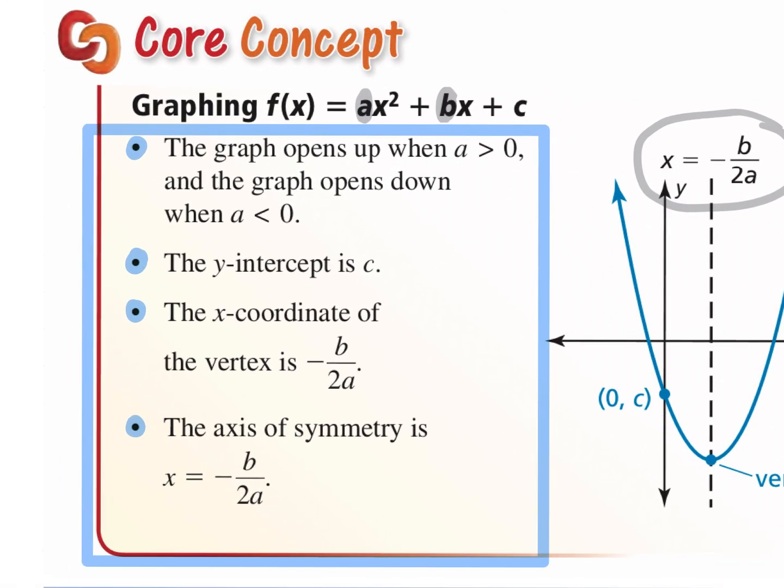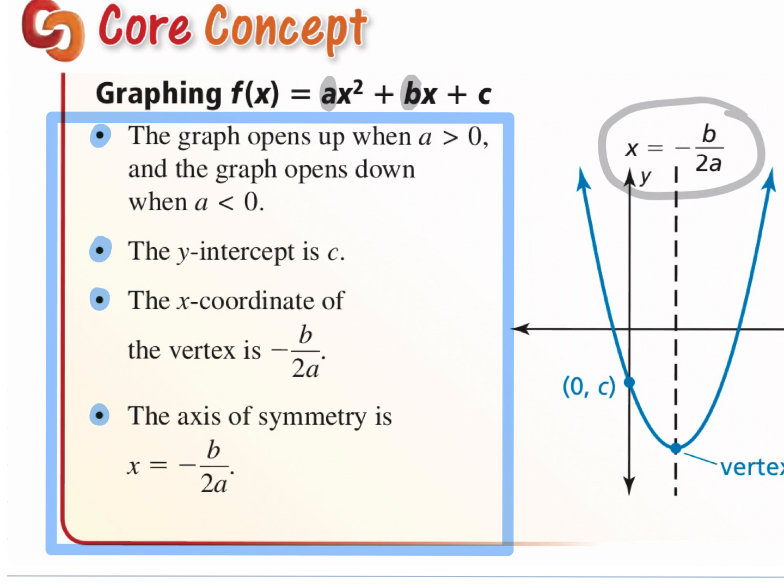Now, some things I want to point out to you. When that a value was positive, what did our parabola look like? Was it a U or was it an N? It was a U, okay? Write that in there. When our a value became negative, when it was less than 0, was it a U or an N? It was an N. It opened down. Remember, that still applies even with that random b value being added in there.